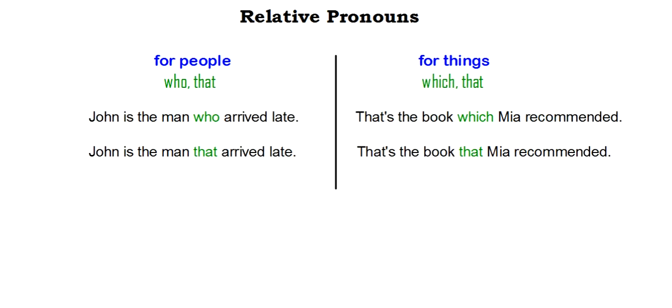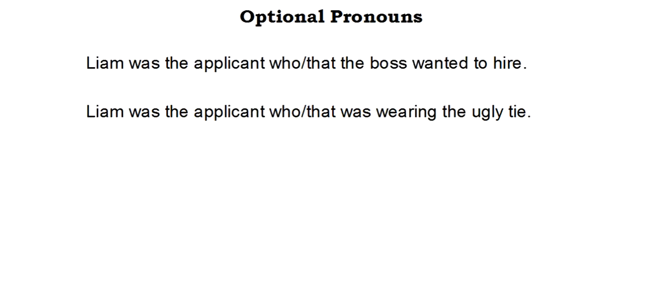When we're talking about relative pronouns, an important topic to mention is optional relative pronouns in the relative clause. I'm going to show you some examples to show you what I mean. Here I have two sentences that have relative clauses. They're pretty similar. They're both about Liam the applicant. You'll see Liam was the applicant is my independent clause in each sentence. Here are my relative pronouns. Remember, you can use who or that.